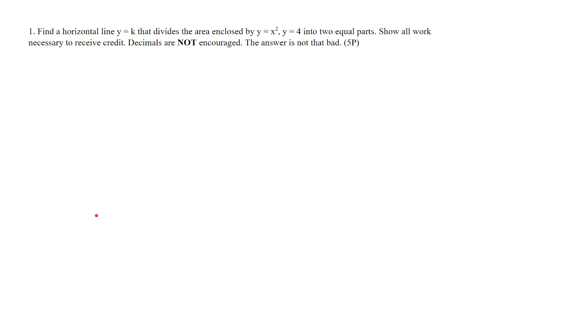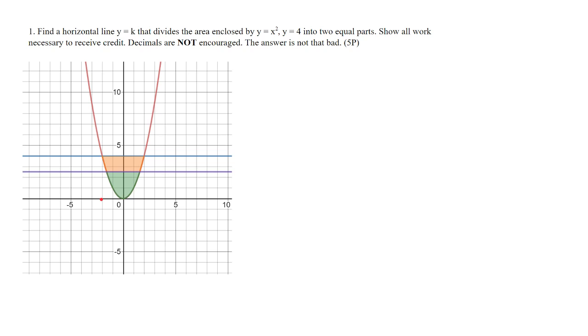And always the first step when solving this kind of problem is to draw out your equations on a graph. I've done this on Desmos, and it's pretty convenient right here. You want to do this on your test every time. So this is going to be our line y equals k, this is our line y equals 4, and this is our function y equals x squared. The line y equals k is dividing y equals x squared into two regions, our green one and our orange one, that have equal areas.